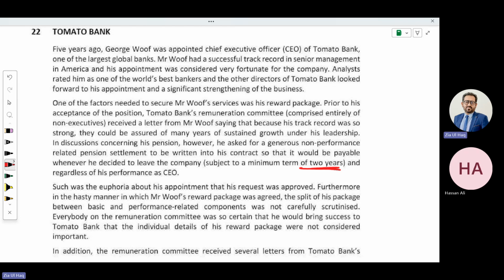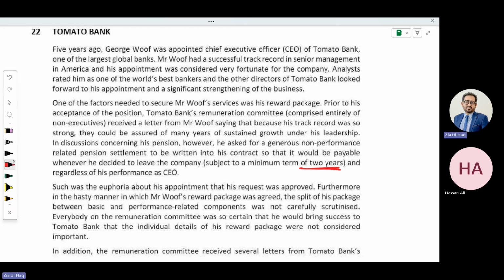Well, pension is a long-term benefit. Why does a company offer pension? To maintain retention and loyalty of the directors with the company. And here, if they are setting pension into the remuneration of Mr. Wolf for 2 years, they are not considering the short-term and long-term elements of the reward package properly.